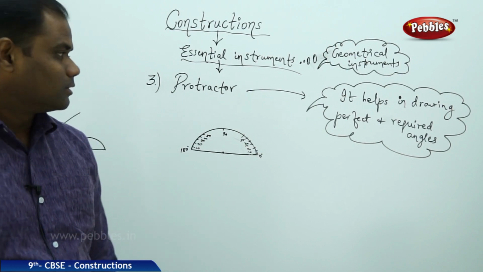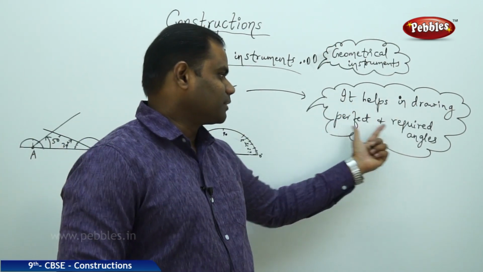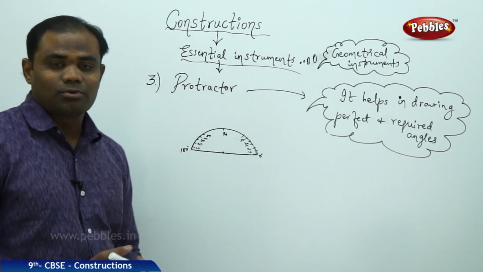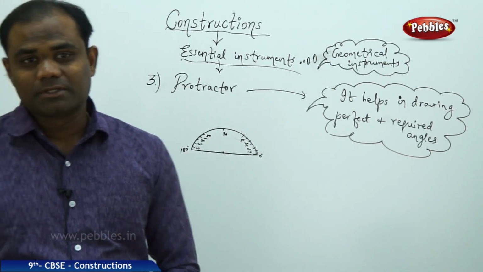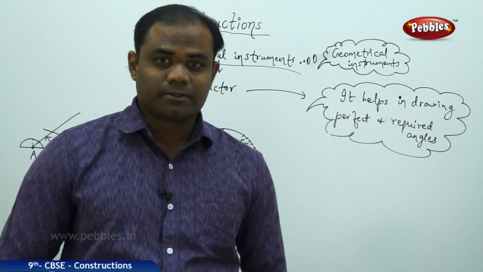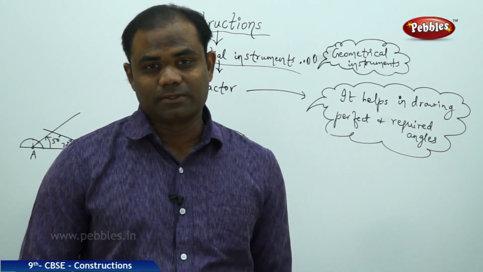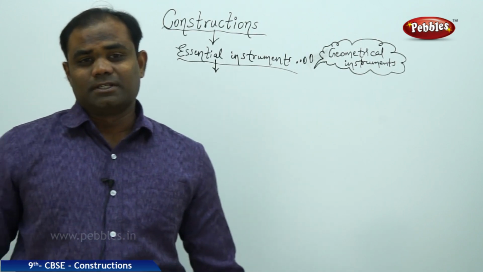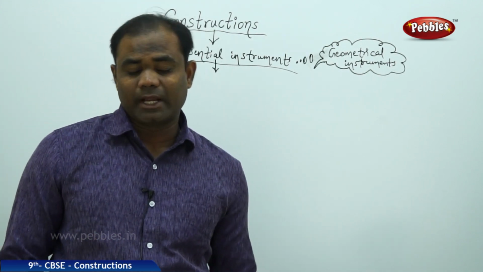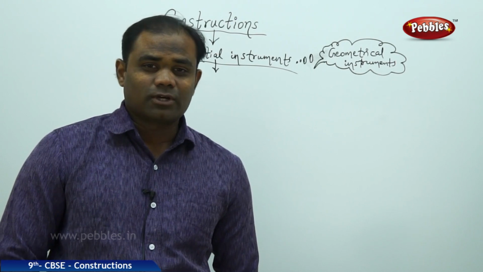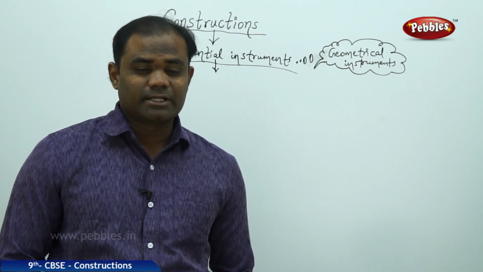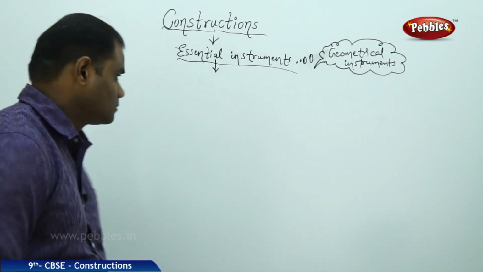So this is how it helps me in drawing perfect and required angles using the instrument called protractor, which is a D-shaped transparent instrument in the geometrical set. Along with the three geometrical instruments which I have discussed, the ruler, the compass and the protractor, we also have the other set of instruments which are called set squares and dividers.